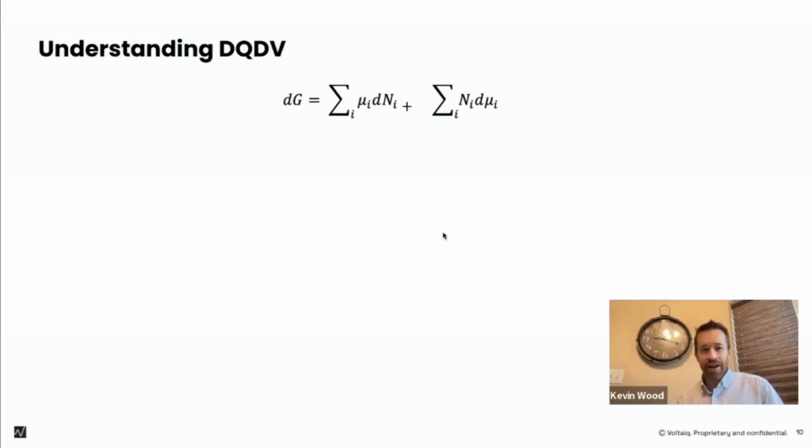Let's see here. So let's talk about understanding DQDV. Okay, so I have to first throw out a big scary equation here. If you're familiar, this is Gibbs free energy. This is the Gibbs free energy equation, basically looking at Gibbs free energy from the standpoint of chemical potential. If you're not super familiar with this, don't worry too much. Essentially, we can go from Gibbs free energy to the potential at individual electrodes.